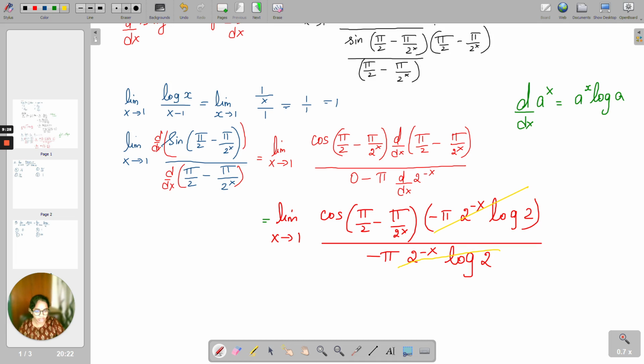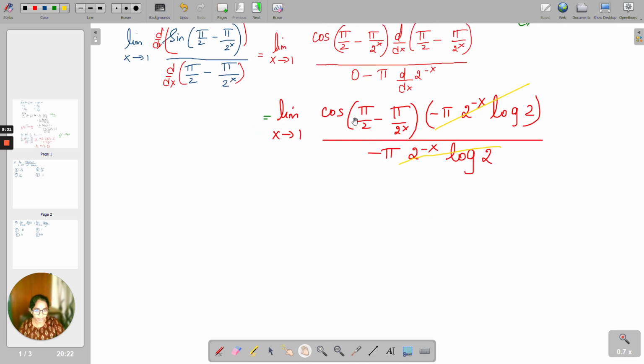So we have cos pi by 2 minus, I am applying the limits, 2 power 1, which is nothing but pi by 2. So I would get cos of pi by 2 minus pi by 2, which is 0. Agree? Limit x tending to 1, I would get cos 0. What is cos 0? It is 1, right?